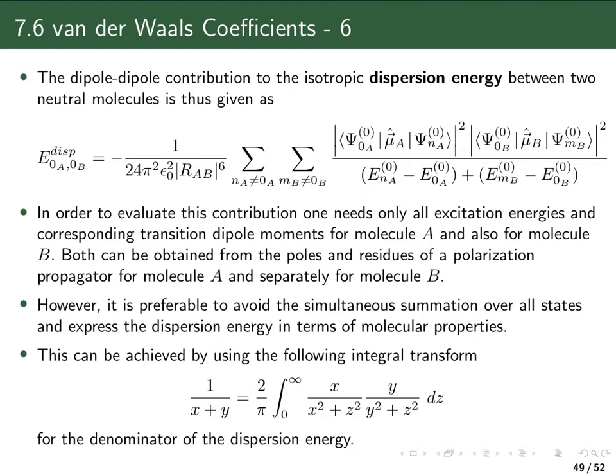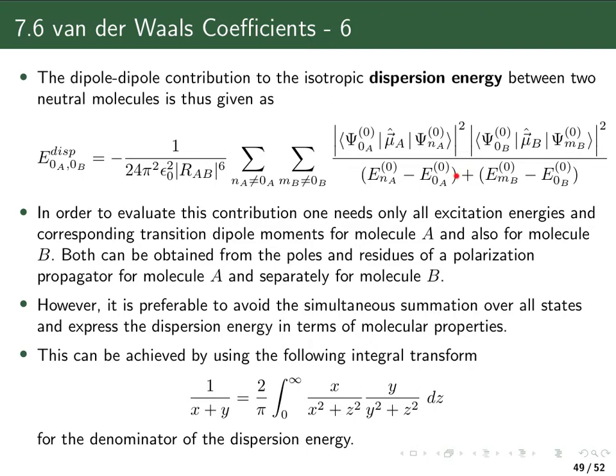Now, of course, if I want to calculate the dispersion energy, one could do it like this. It would require calculating all the excited states of molecule A in order to get transition moments and excitation energies, and similarly for B, which we could get from the corresponding response function for molecule A and for molecule B. But in order to get a better physical understanding, let's do a trick.